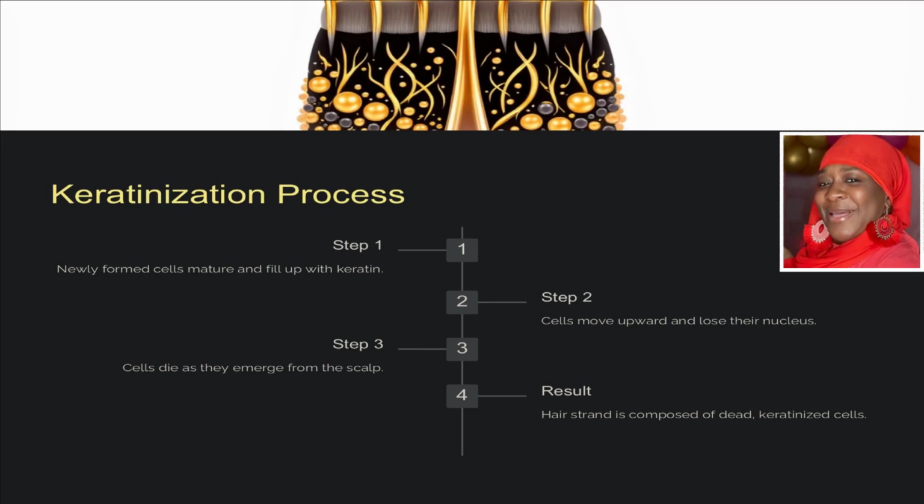Hair is composed primarily of a protein called keratin. Living cells that form the hair are found in the hair bulb. These cells go through a process called keratinization. Keratinization consists of the following steps.